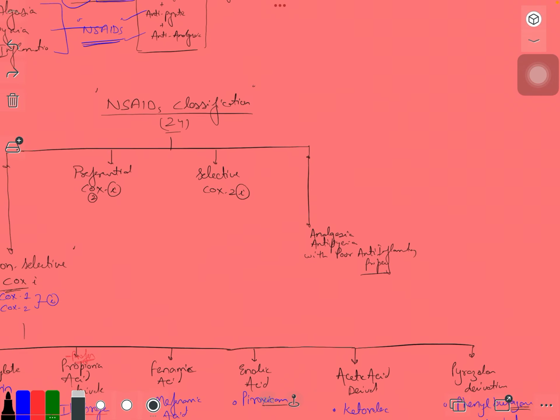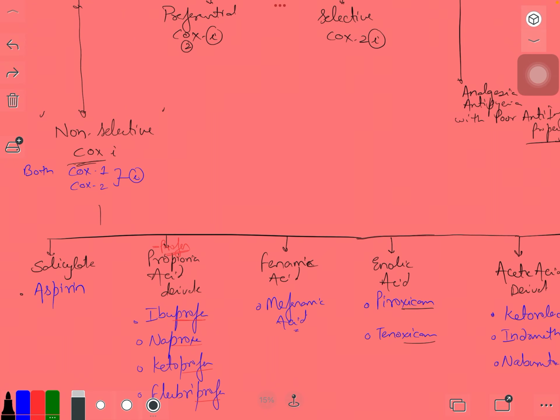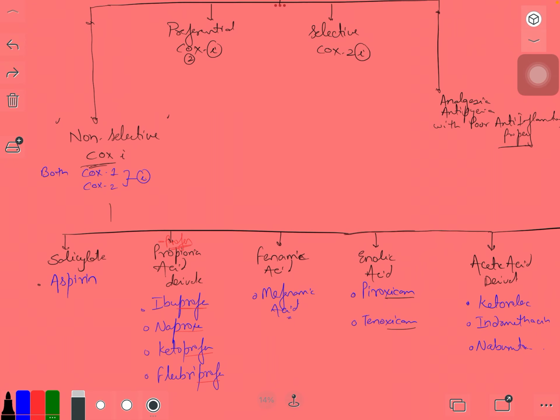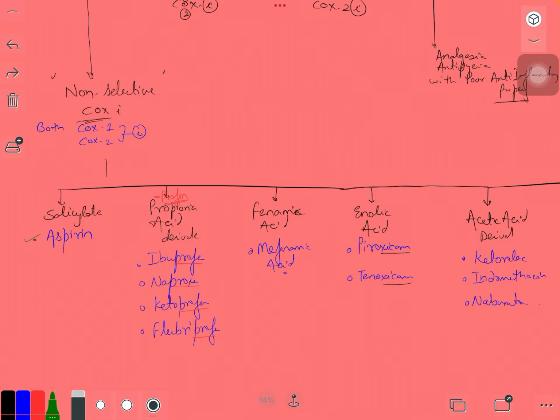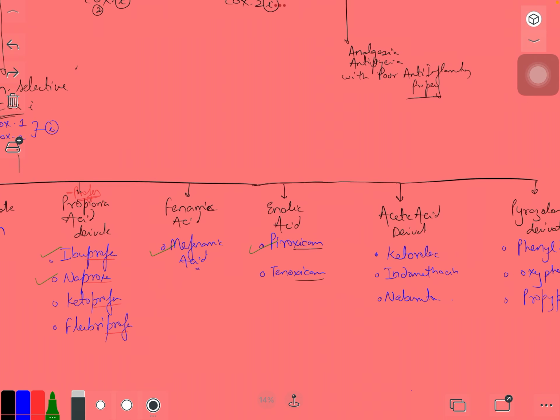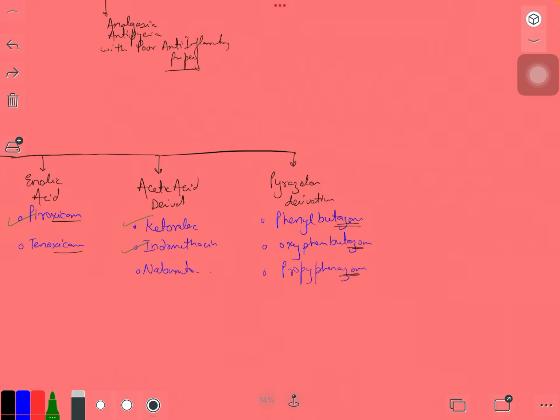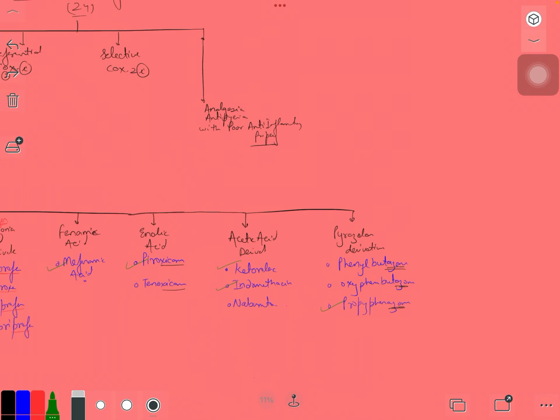right? So this was the non-selective type. It was affecting both COX1 and COX2. In all of them, what we use most commonly: we use aspirin, ibuprofen, naproxen, we also use mefenamic acid, piroxicam, ketorolac, indomethacin more, and over here propyphenazone.